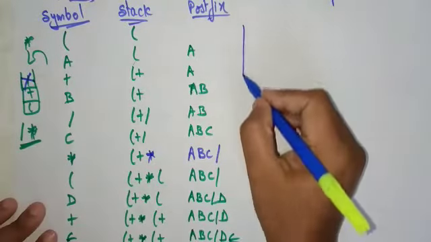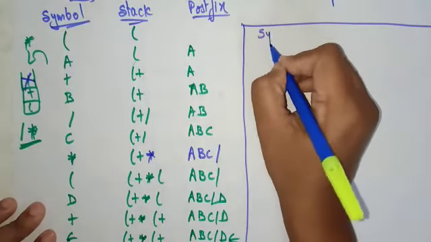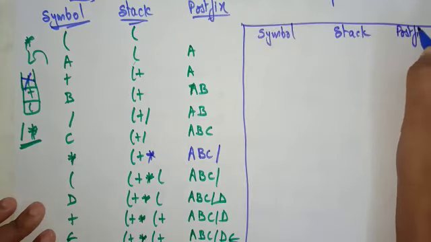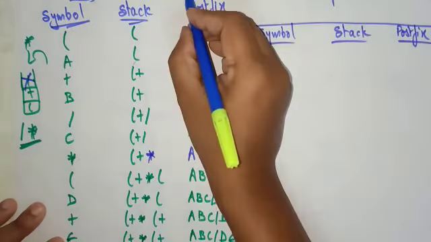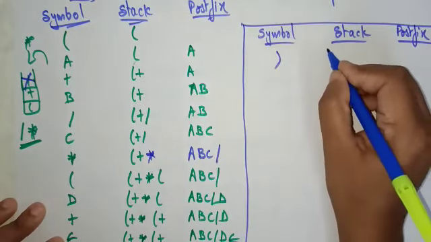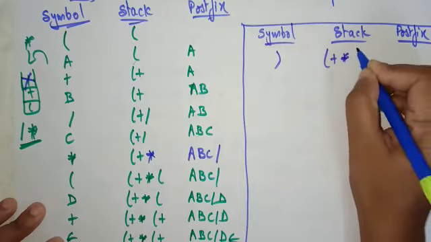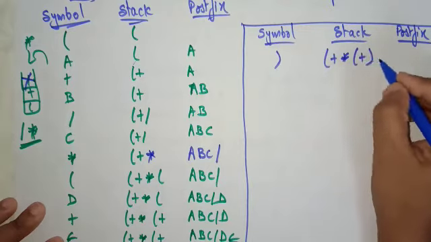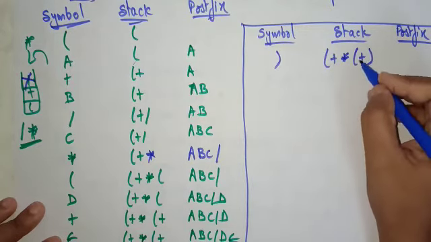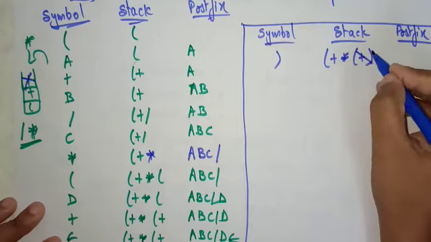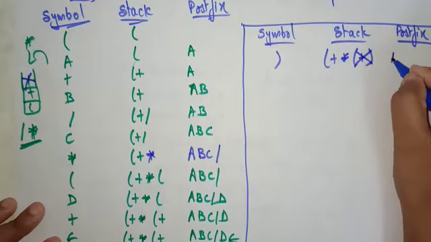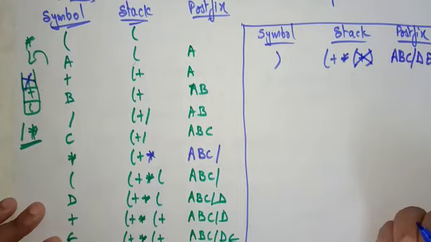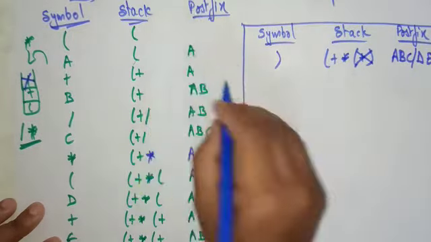So now let's continue here with symbol, stack, postfix. After E, there is a right parenthesis. This is another rule: if the operator is enclosed within the parentheses, you need to pop that operator and place it in the postfix. So the postfix is A, B, C, division, D, E and plus. Is it clear?